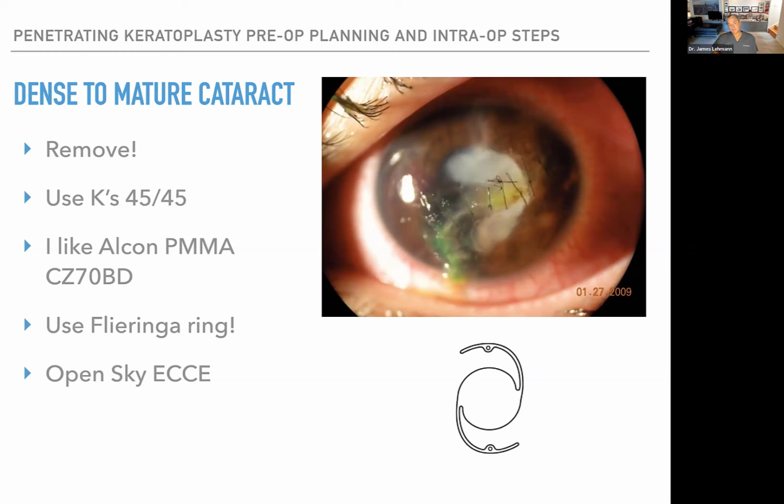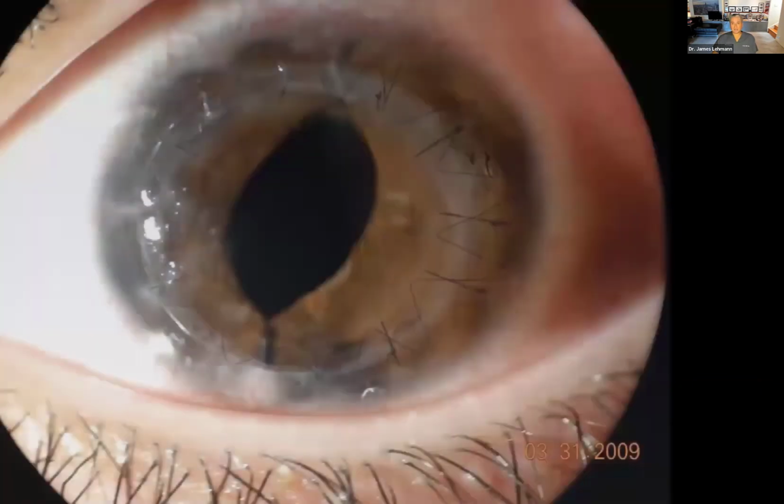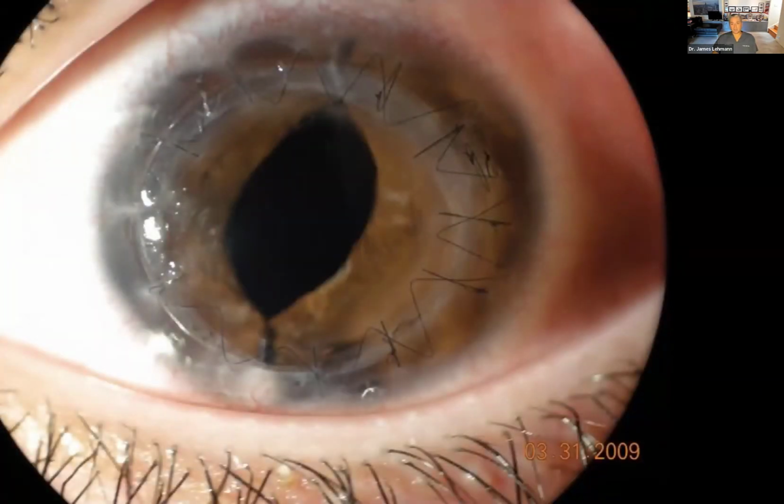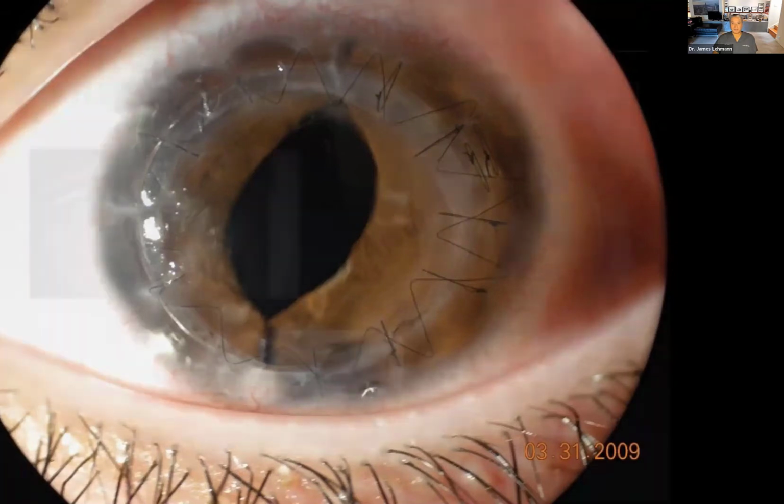In these cases, it's important to use a Flieringa ring that provides structural support to the eye while the lens is being removed. And I prefer the open sky ECCE technique. So we'll get to that a little later. But basically, in a bad cataract, you've got to take it out at the time of the transplant. So here's that boy after the surgery. And again, he looks pretty much the same. The graft has survived. We haven't had to regraft him in 11 years now.